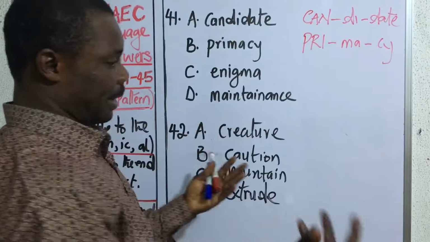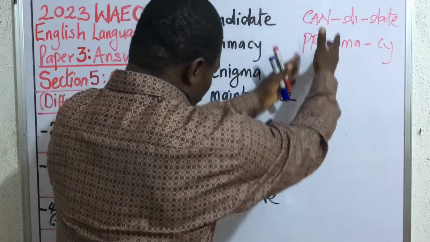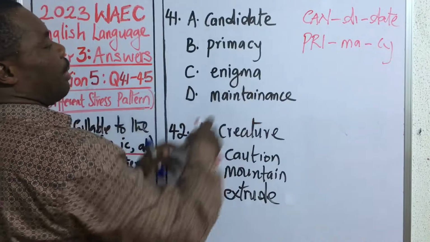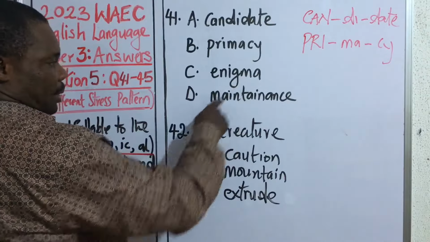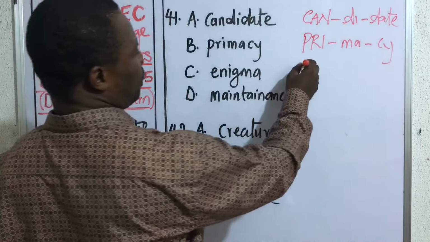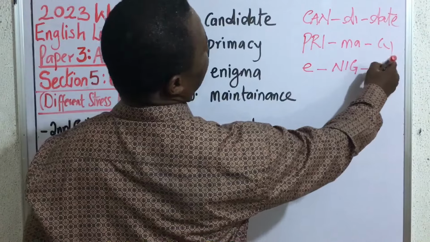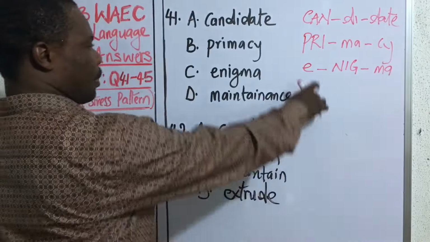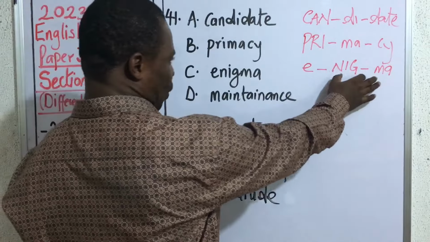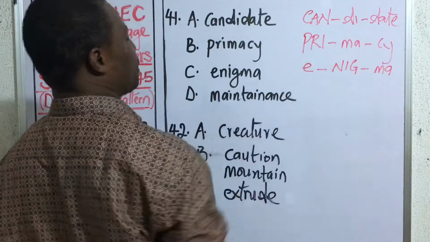So we have not identified the one that has a stress on a different syllable here. They are all on the first syllable. But let's check out the word enigma. Enigma is a special word and it has a stress on the second syllable. Here we have e, nig, ma. It's already coming out as an option that has a stress on a different syllable. While others have theirs on the first, it's coming out on the second.